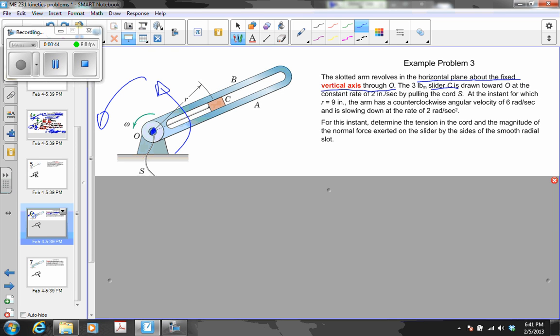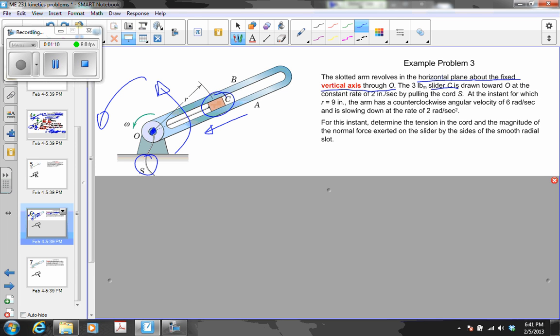We have this slider, this 3-pound mass slider is drawn toward O at the constant rate of 2 inches per second by pulling the cord S. So we have this cord here that's attached to this block. It's being pulled at 2 inches per second so that the block moves toward O. Otherwise, the block would move out towards the end of the slotted guide. So the block is being pulled inward at 2 inches per second.